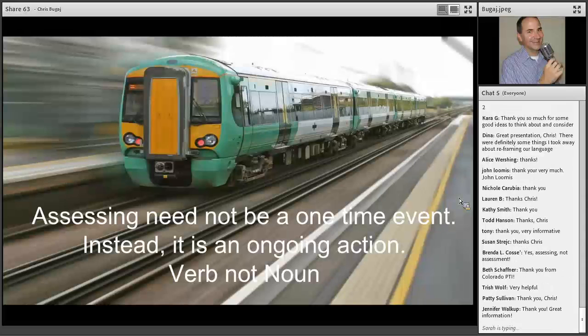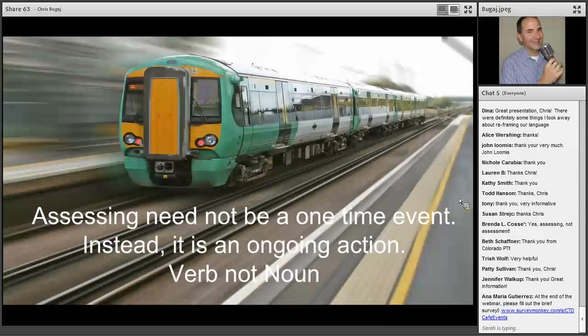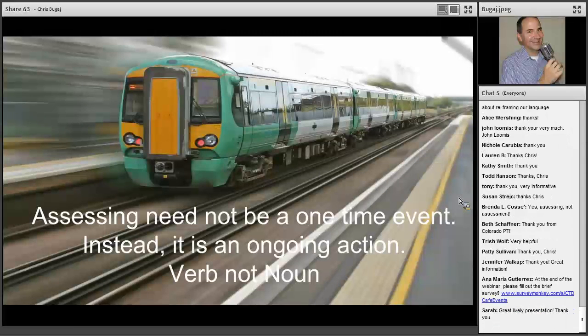I hope that gives you, thank you everybody for all your thank yous. I hope this gives you some specific things you can do and some at least stuff to think about how you might go back and relook at how you're doing the active assessing. Yes, Brenda, right? It's assessing, not an assessment. It's not a one-time thing. Good, Patty. Good, Jennifer.